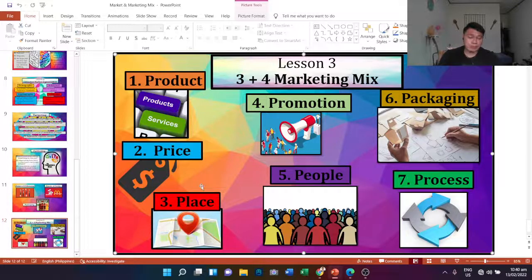Now let's go to place. Place. Where are you gonna sell your product? Where are you gonna invite people to buy your product? Place can either be the physical place or it can be social media platforms. This is the place in which you're gonna market or sell the product. That's the place.